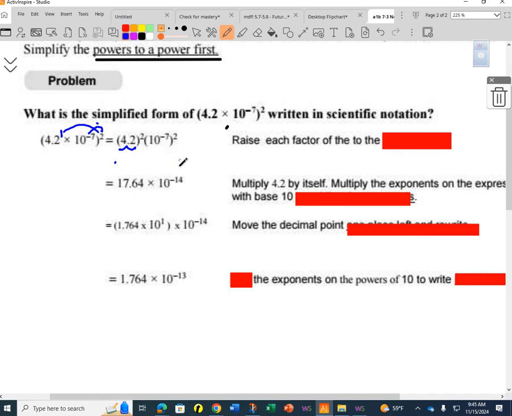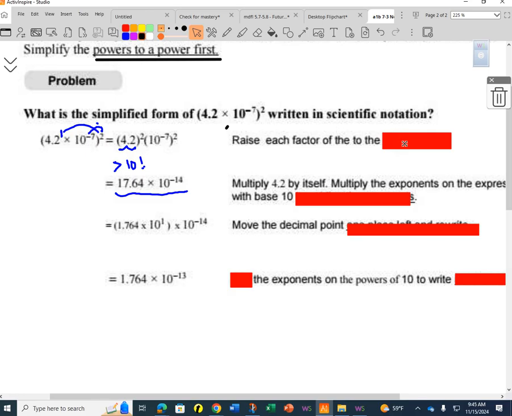Okay. So is this expression, is it in scientific notation right now? No. What's wrong with it, Cole? The first part of it is okay. Right. So this 17.64 is greater than 10, right? And that's the problem. So let's go ahead and catch up our notes here.